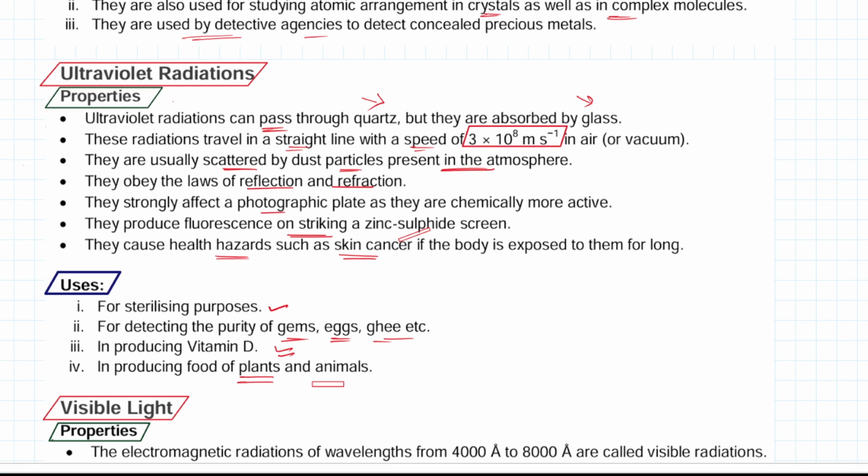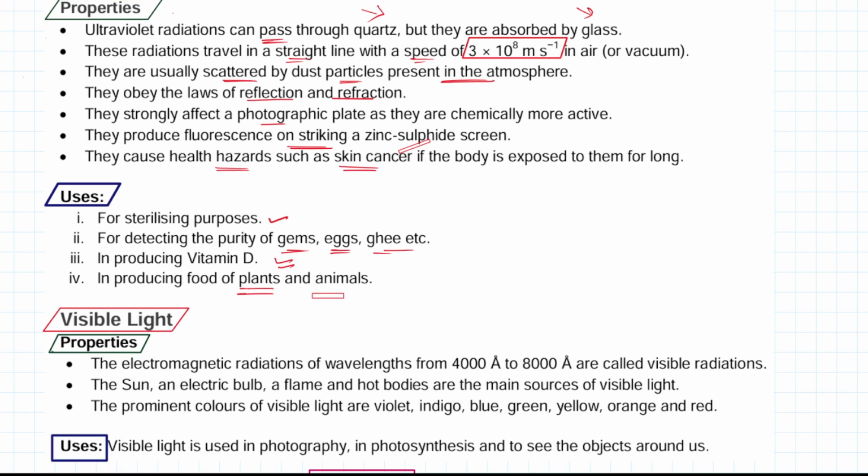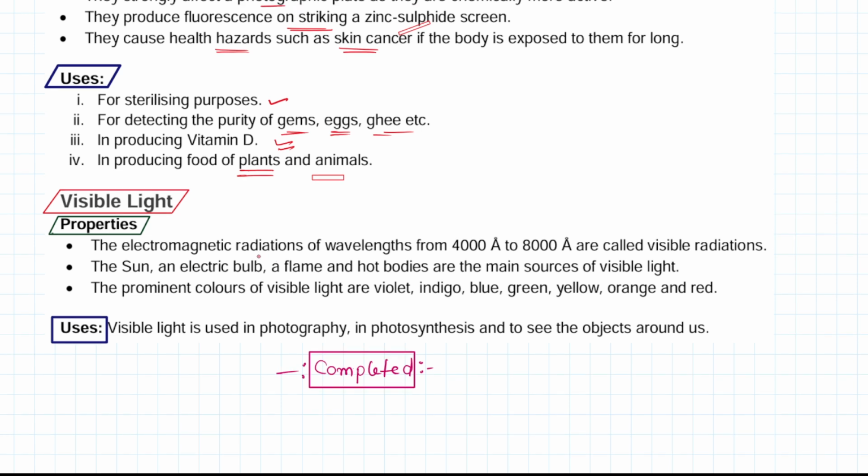Then we have the visible region, or visible light. Here you can see the properties. The electromagnetic radiation of wavelength from 4000 angstrom to 8000 angstrom is called visible radiation. The sun, electric bulb, flame and hot bodies are the main sources of visible light. The primary colors of visible light are violet, indigo, blue, green, orange and red. Visible light is used in photography and photosynthesis and to see the objects around us. So while we are seeing around us, we are using visible light. That will be the uses for visible.